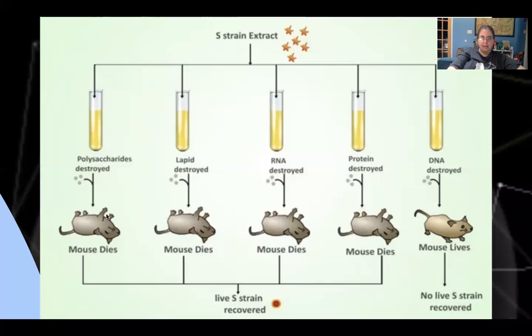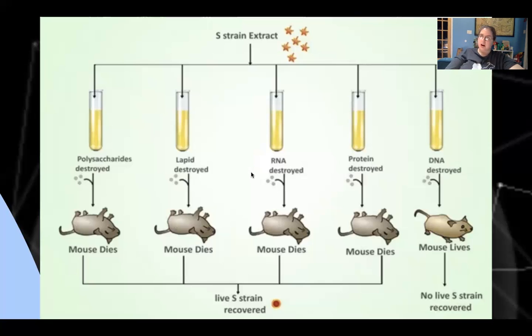So they found that the transformation continued even though the polysaccharides were destroyed. All right, so the polysaccharide isn't what's being transformed in the rough strain. Then they took lipids and destroyed those. The mouse still died. So it wasn't that particular molecule that was being changed in the rough strain.